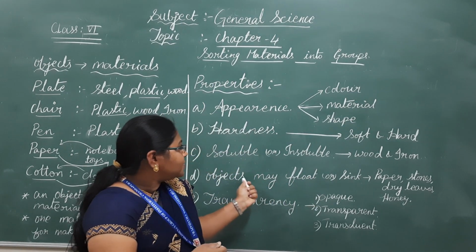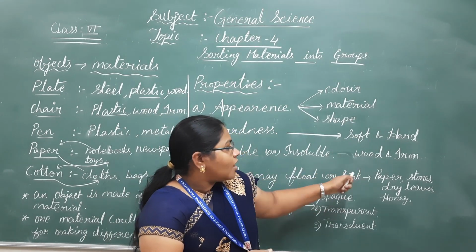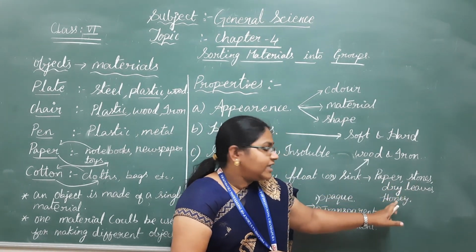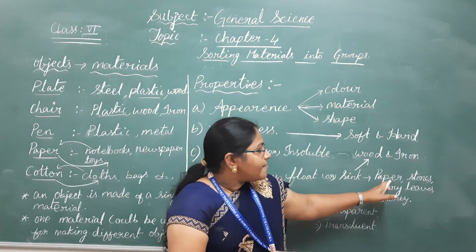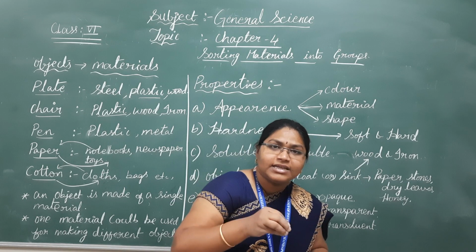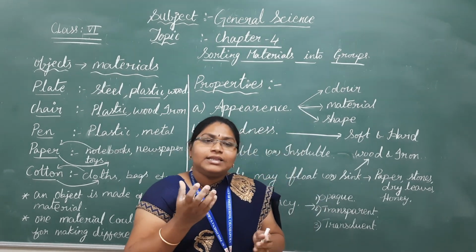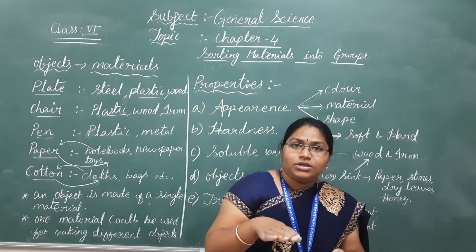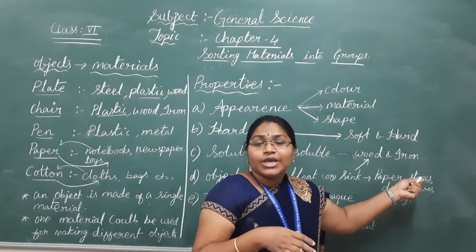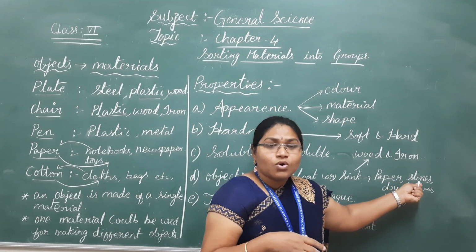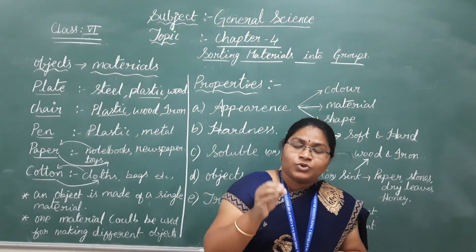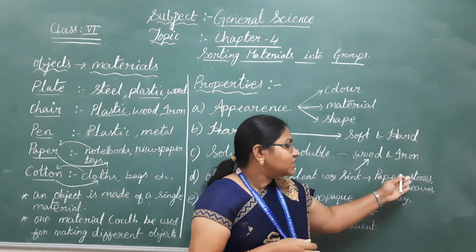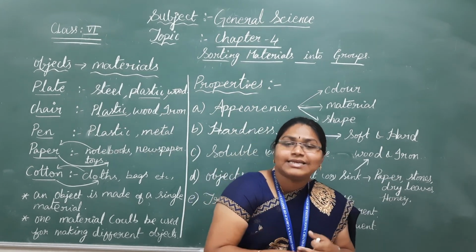Next one here, the objects may float or sink. Objects that float, here I already gave some examples: paper, stones, dry leaves and honey. If you put paper or dry leaves inside the water, you can see they float on the surface of the water. Next, if you observe the stones, when you throw some stones inside a glass of water or into a river, the stones will dip inside. They will sink inside the water.